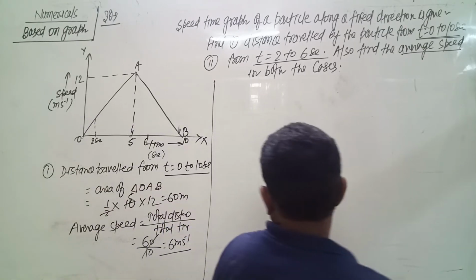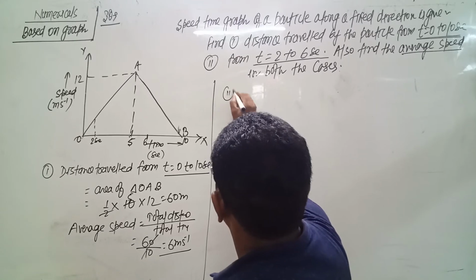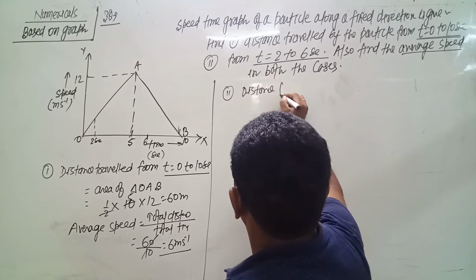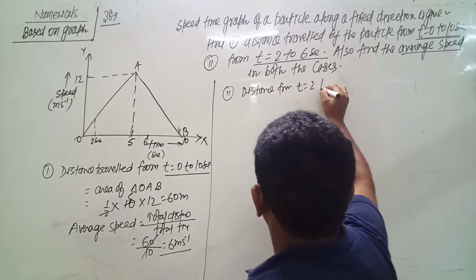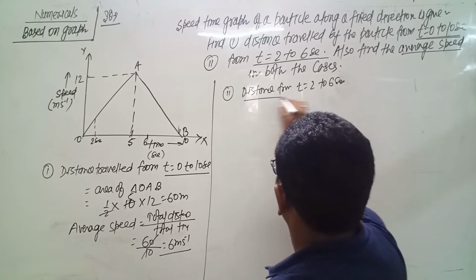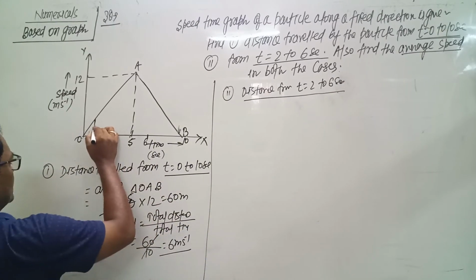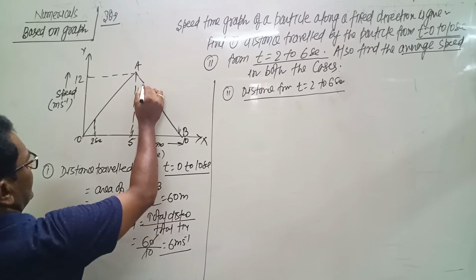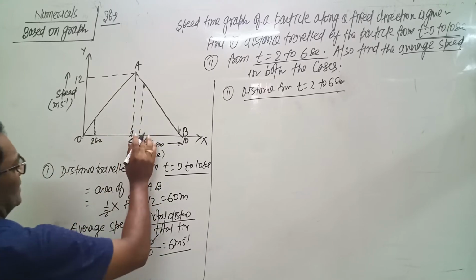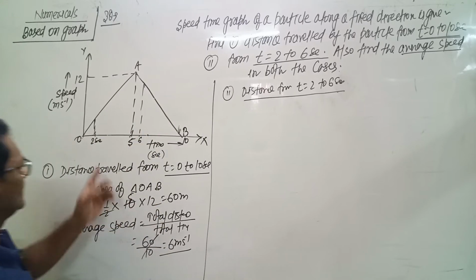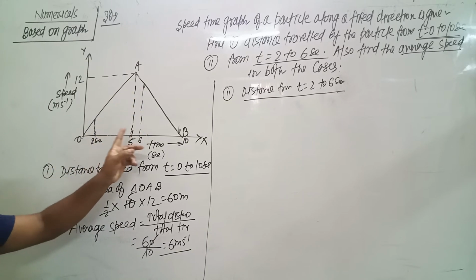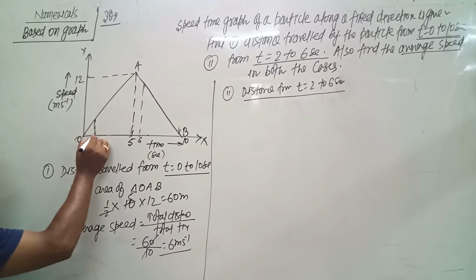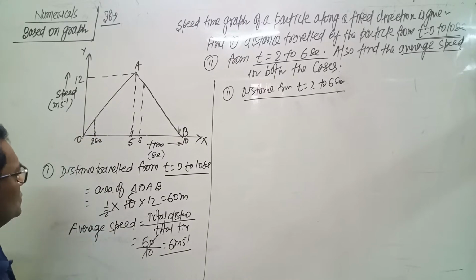Now we have to find the distance travelled from t equals 2 to 6 seconds. Suppose this is t equals 2 seconds and this is time t equals 6 seconds. So we have to find the distance covered from 2 seconds to 6 seconds. Firstly we will have to find the speed at time t equals 2 seconds.